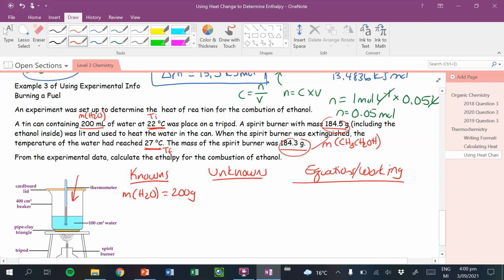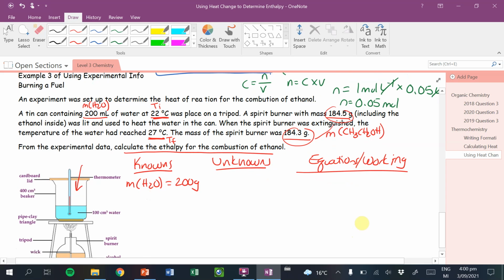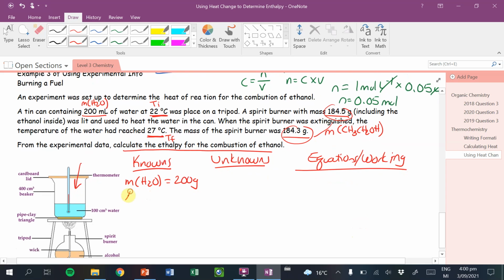So basically you're saying this is how much ethanol I have burnt, and that's what's going to be converted into your moles because you want to figure out the enthalpy for the combustion of the ethanol. So let's write down more information that we have. We know that my temperature change is 27 minus 22, so that's a 5 degrees Celsius temperature change. I know what my C value is. That is joules per gram per degree Celsius.